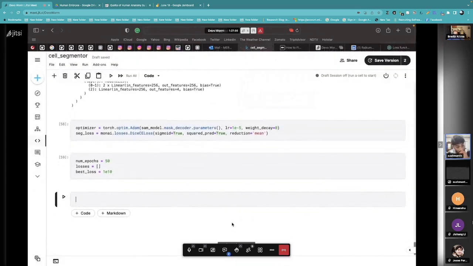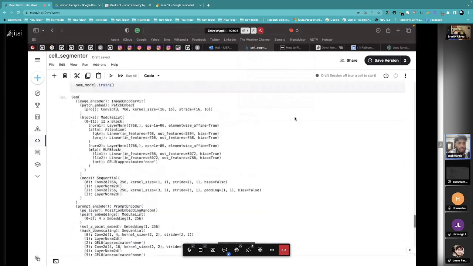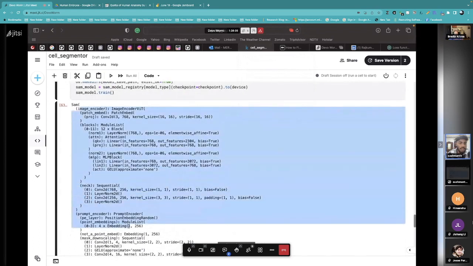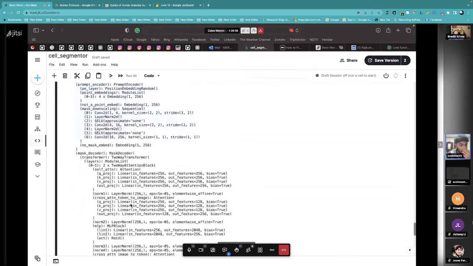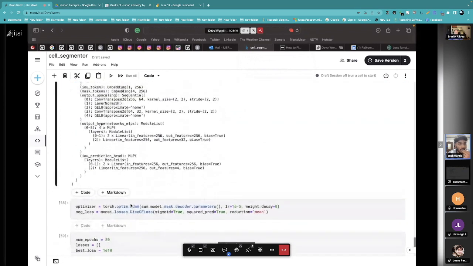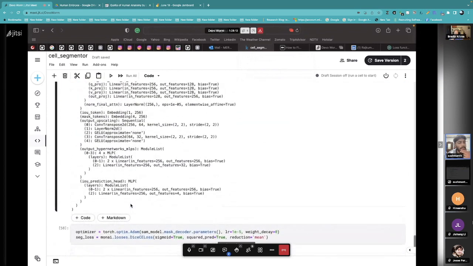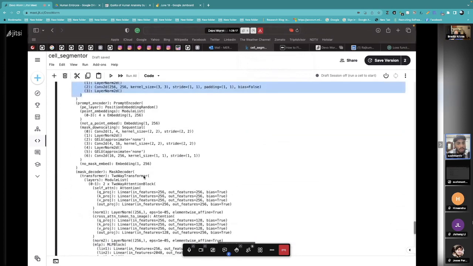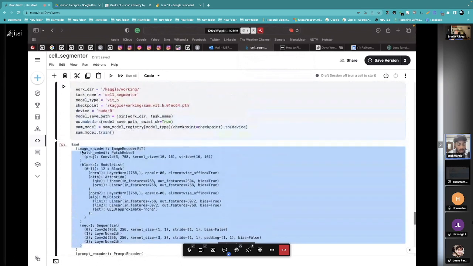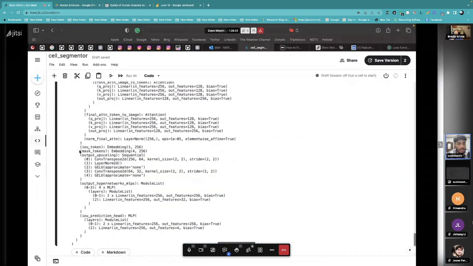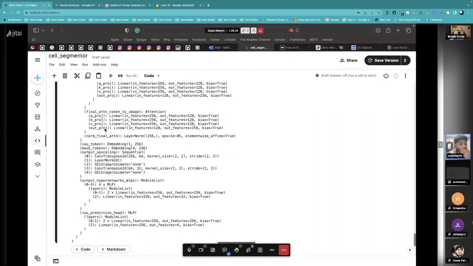So the code is almost ready. I just need to write the training loop. I was using the Adam optimizer. Everything was fine. We are not changing any image encoder part, but I was changing a little bit in the decoder part. As it is a 90 million parameter model, I was not touching the prompt encoder, vision encoder or image encoder. I was just changing the weights of the last layer of the decoder, which segments the whole thing. So that's my update.